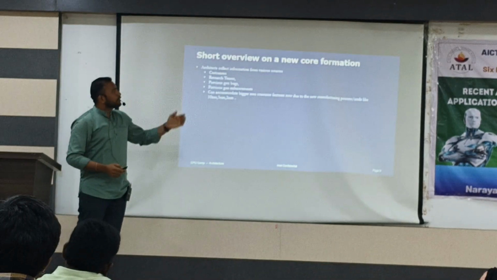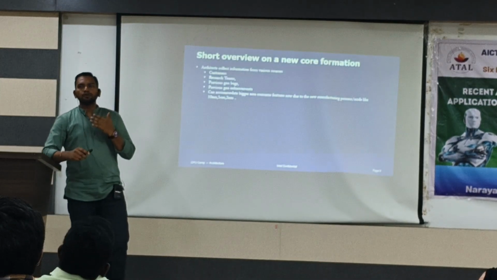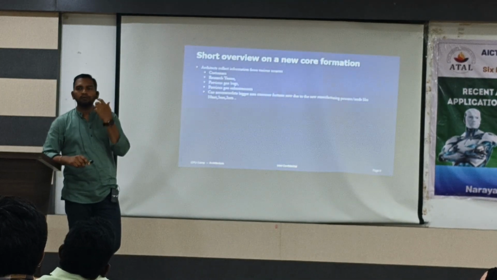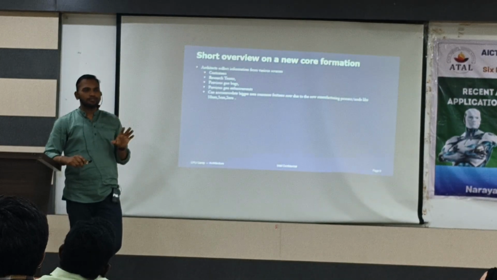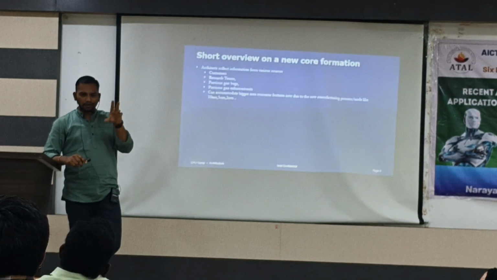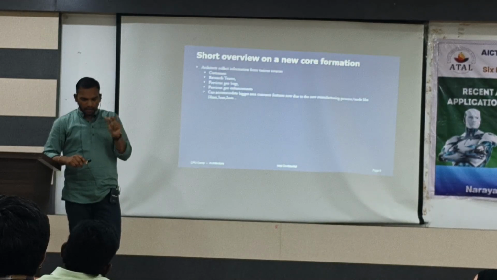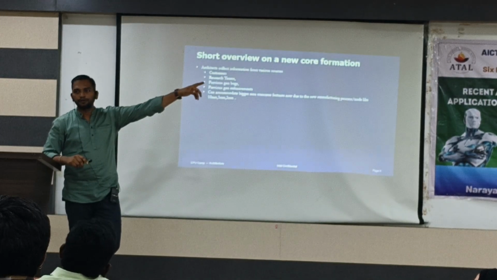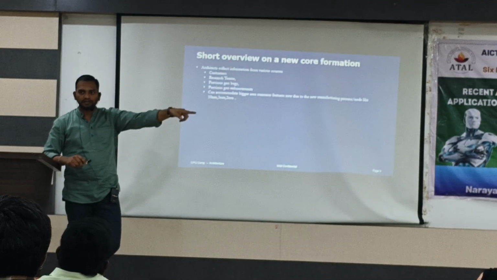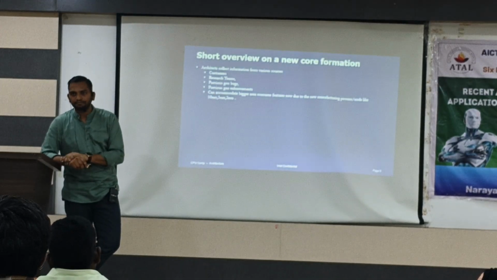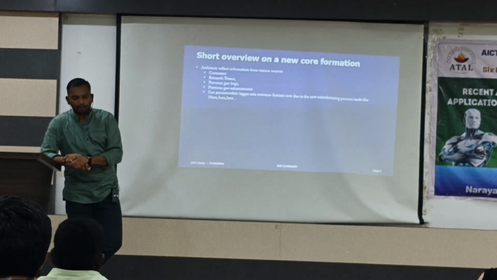A short overview on a new core combination. Generally, how will they come up with a new core, a new CPU? There will be a project manager. The project manager will have a clear understanding that my competitor is doing almost 20x improvement in the next gen, so I have to do 30x, 30%. So how can I do that?